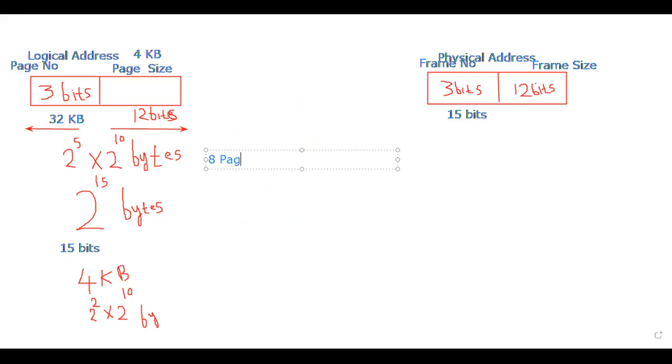Then we know the page size. How many bits are allocated for the page size? 12 bits are allocated for the page size. So how many addresses will be there? 2 to the power 12. In each page there will be 4096 addresses. Why 4096? Because 2 to the power 12 is 4096. So now let us move on to the question to get a clear idea.